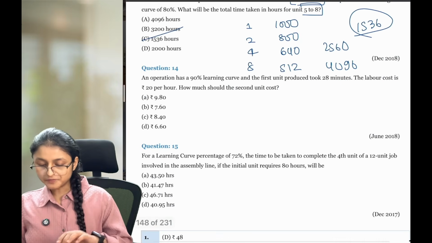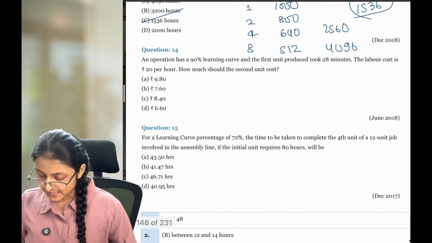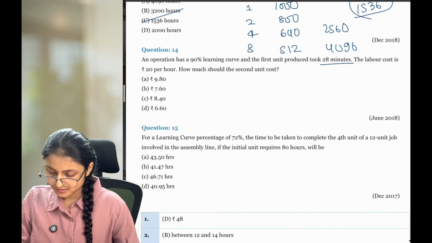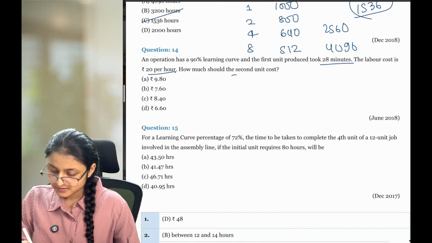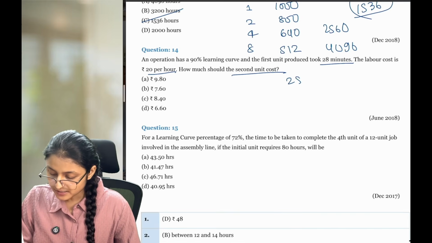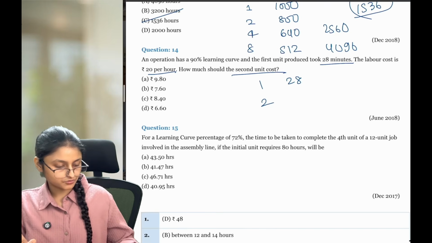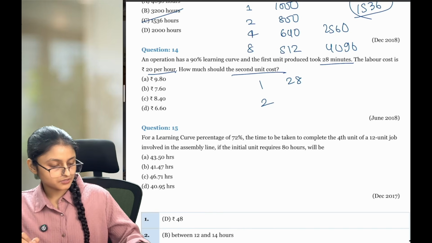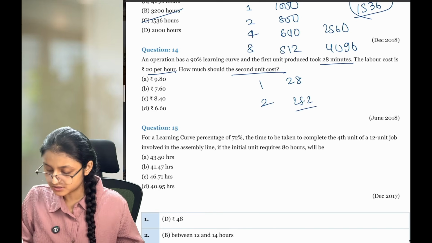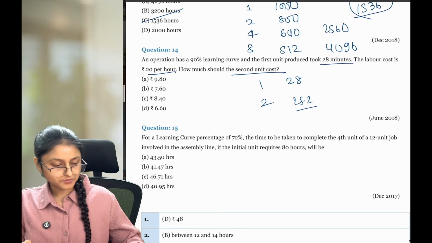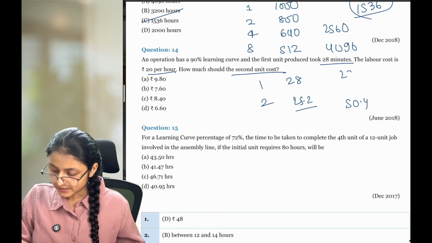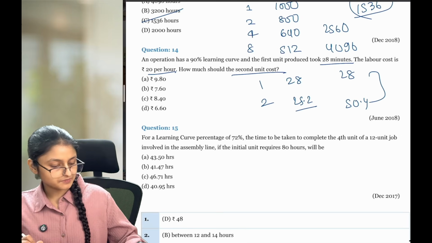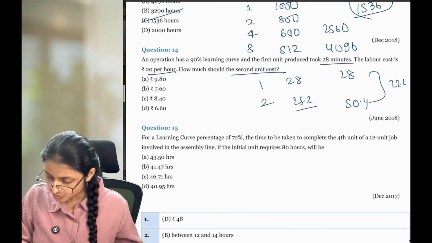Done. An operation has 90% learning curve and the first unit took 28 minutes. The labor cost is 20 per hour. Second unit cost will be, so 28 minutes for the first unit. For second, 28 into 90%, that is equal to 25.2. This is the average time per unit. Multiplied by number of units will give you 50.4, and this is 28. Difference between them is the second unit's time, which is 22.4.